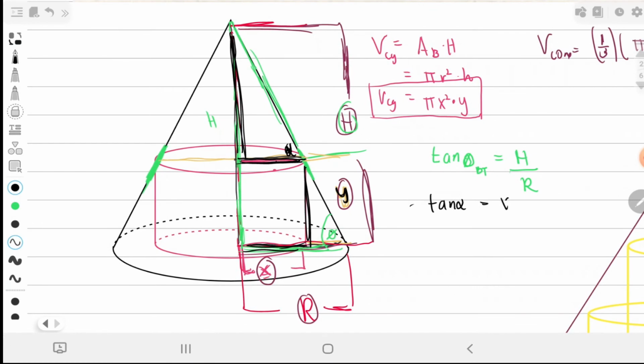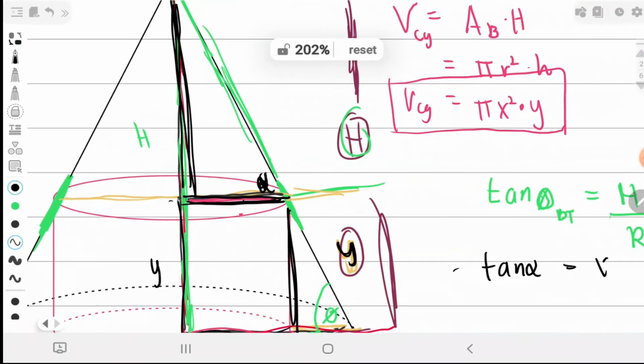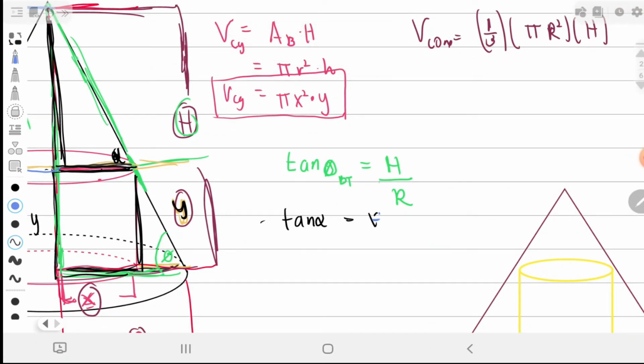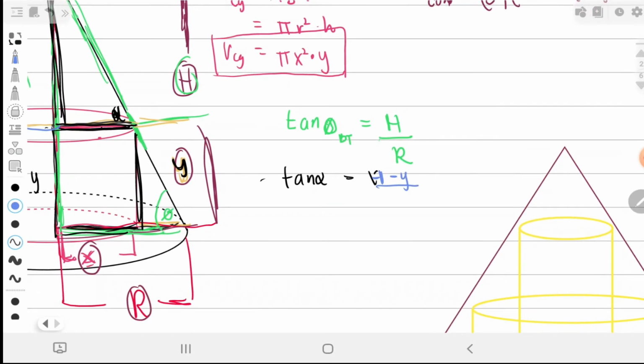So, itong side na to, pag y tong length na to, so therefore, I may say that this length na to is equal to h minus y, di ba? Para pag pinag-add mo ang h minus y plus y is h, di ba? Kasi itong buo. So, therefore, I will have h minus y. Tapos, yung adjacent ko is, of course, my x.